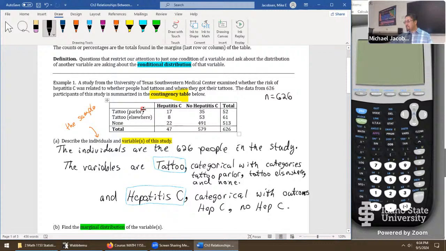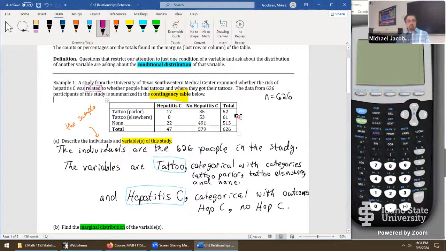Now what we want to do is analyze these variables, and we want to address this question: is hepatitis C related to whether people had tattoos and where they got them? The most important word is this word. We're looking for relationship, but we're not looking for a cause and effect type of relationship. In fact, that's impossible in this study.